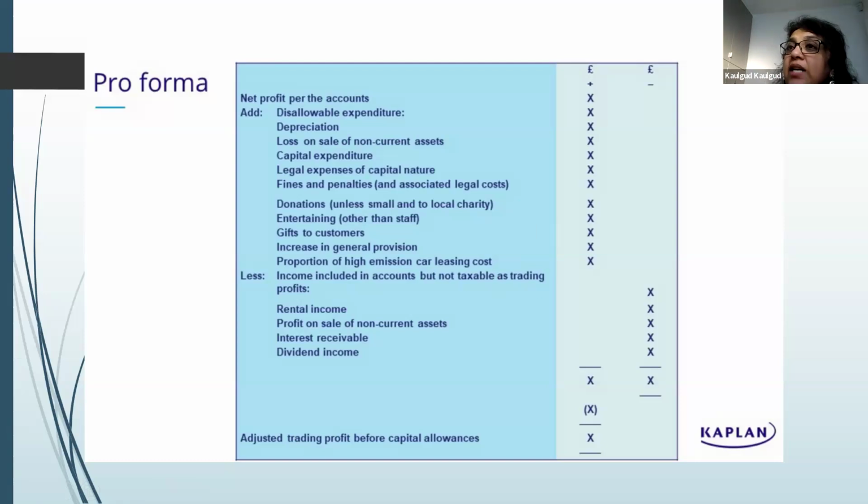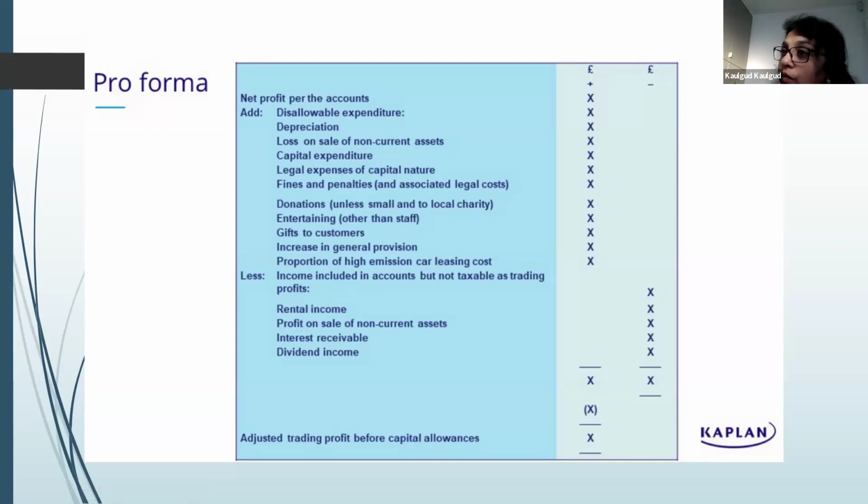So what is it that you need to understand? My starting point is the net profit as per the accounts that is given to you. Then you add back all the disallowed expenditure. You take away all the incomes which have been included but should not be there for tax purposes. That gives you the adjusted trading profit before capital allowances. Why is it called before capital allowances? Because there is something called capital allowances as well.